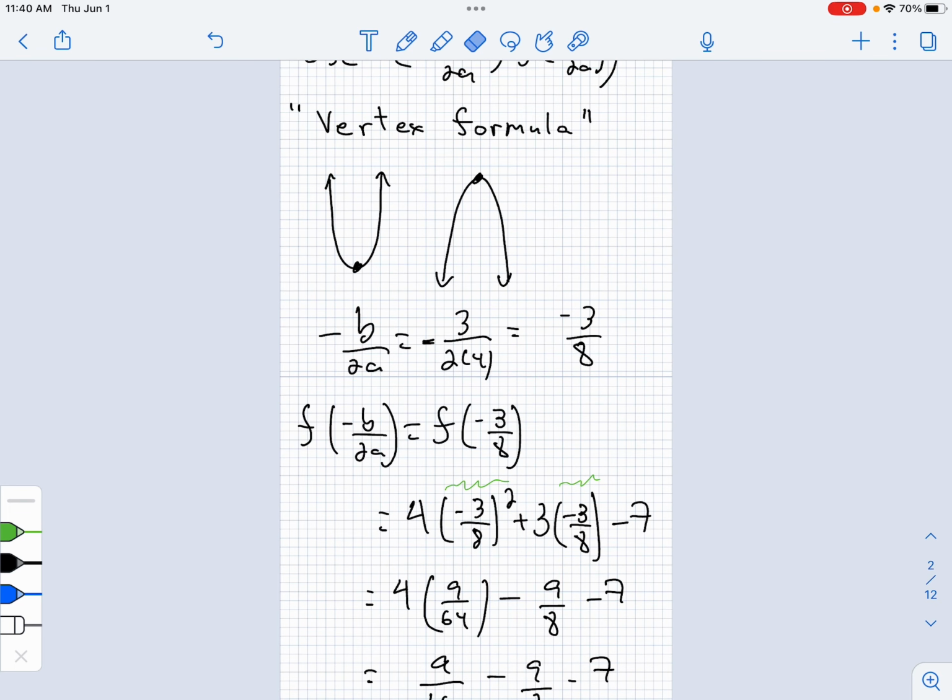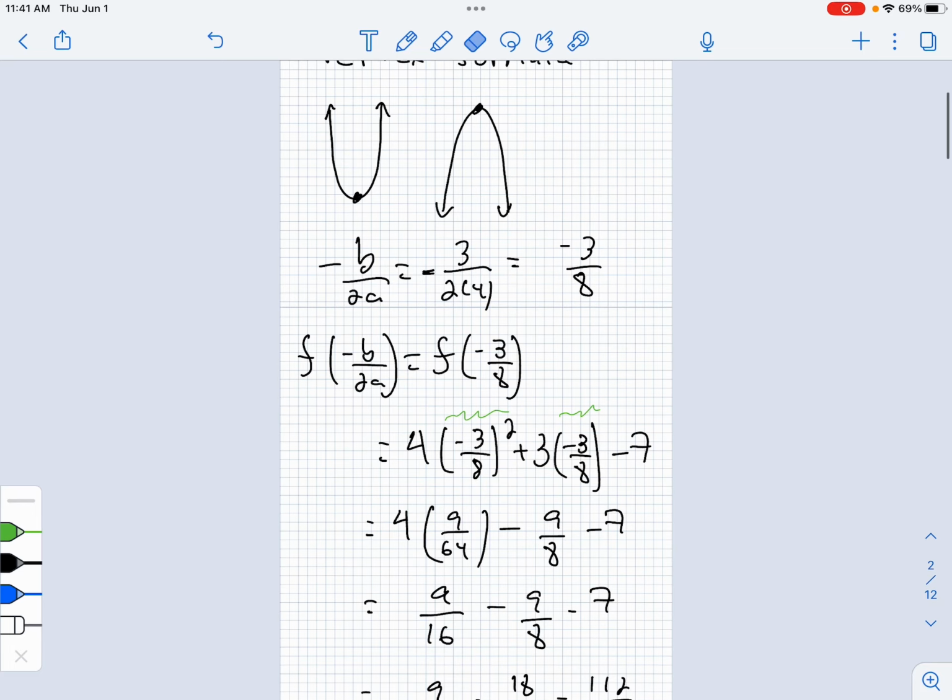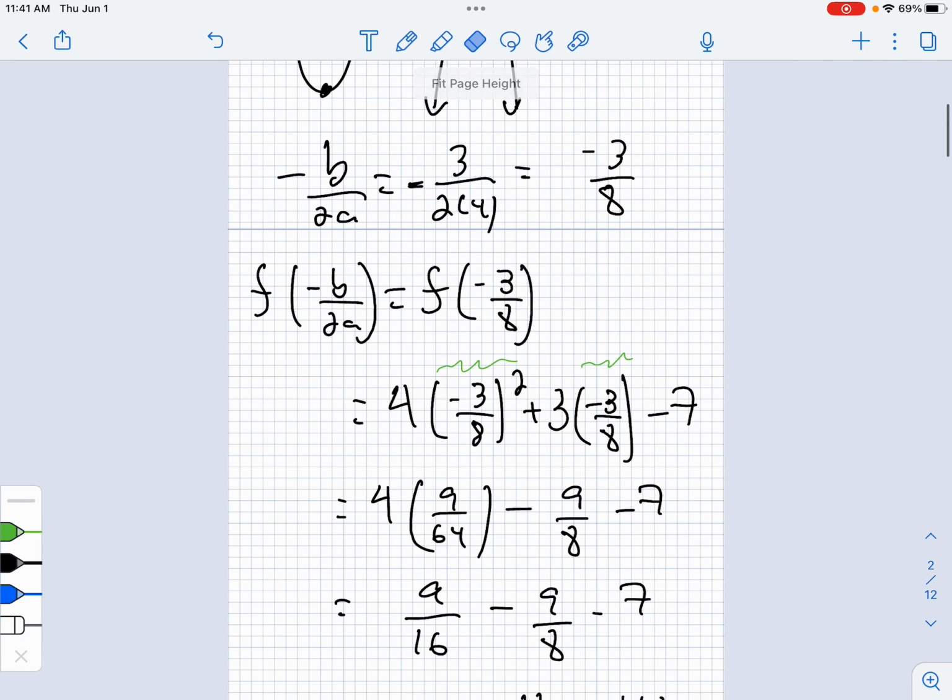The next part is to get the y coordinate of the vertex, which is the f of negative b over 2a. And all that means is that what you got from the first part, the number minus 3/8, you're going to plug back into the quadratic equation or function. So we'll go ahead and take that negative 3/8 and plug it into the function. So it's 4 times negative 3/8 squared plus 3 times negative 3/8 minus 7.